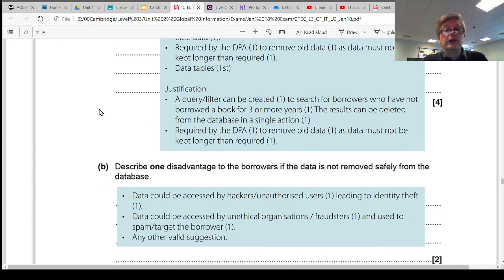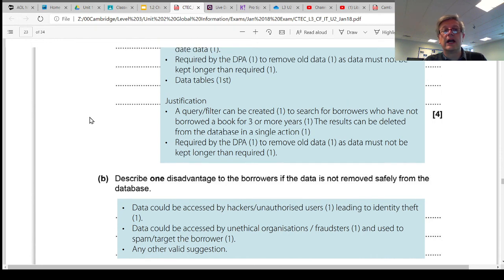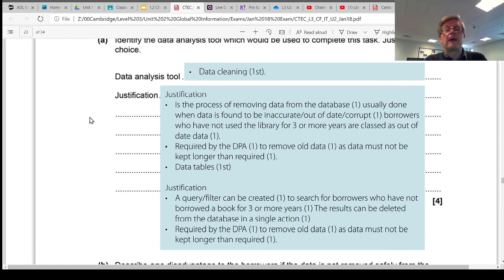Okay, or you could have said the way that the database maybe is used for data cleaning. That's another way that you could have justified this. You could have said, well, we could have created a query to find all the borrowers who haven't come anywhere near the place in 3 years just by searching on a date. Give us everybody from over 3 years ago, and then just remove them from the tables. And again, there's this mention of the Data Protection Act and the requirement to remove old data because it should not be kept longer than it is necessary, no longer than it is required. Okay, so that's the kind of answer that they're looking for.